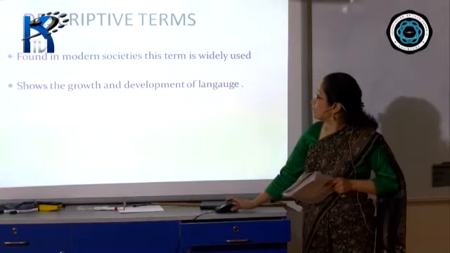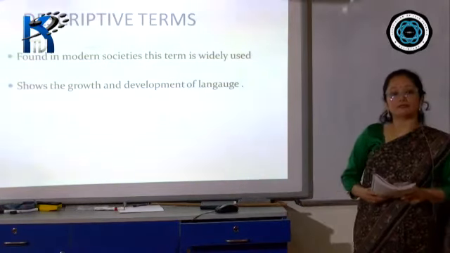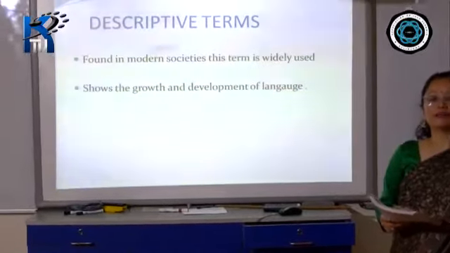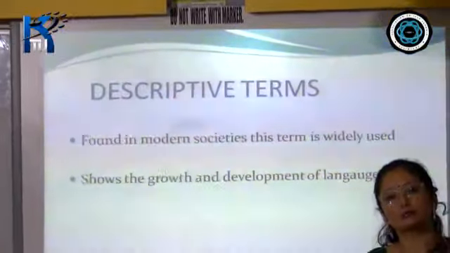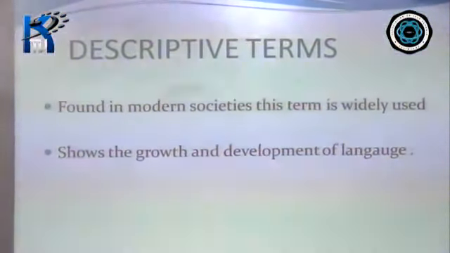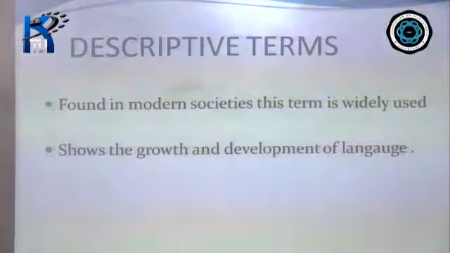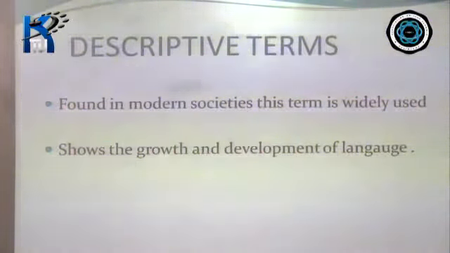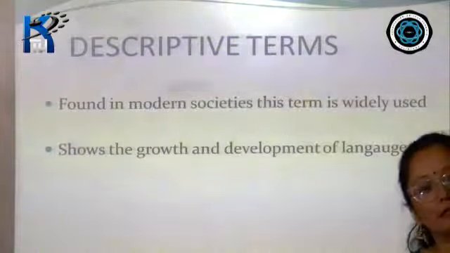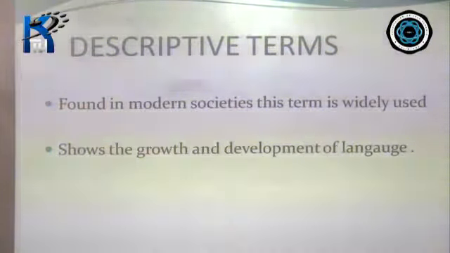Now, found in modern societies, the more developed the languages, it also shows the development of the society as well, all right? So, as and when language developed, descriptive terms were also used. And then it shows here how good that particular group is in terms of language, in terms of speech, in terms of vocabulary. So first we had the classificatory system, and then later it developed into the descriptive one.